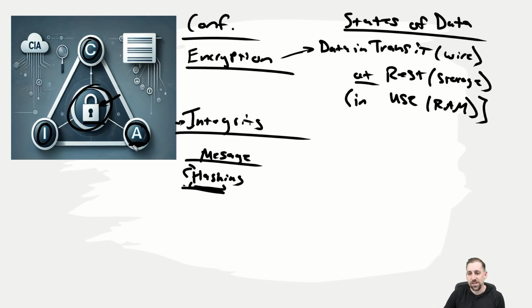Finally, we have availability. Availability is actually really important. We forget about this at times because we think, oh, I want my messages to be private. I don't want anyone reading them. So that's encryption. I want to make sure that no one changed them in transit. So that's integrity. And transit is one of these easier states of data for us to understand because we're concerned with someone stealing our stuff, right?